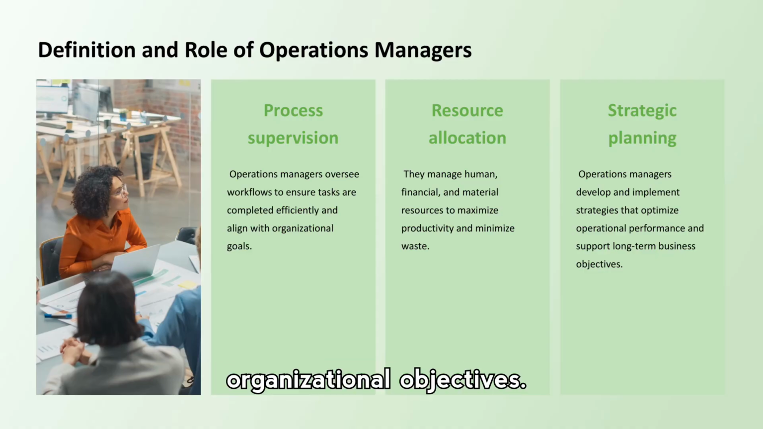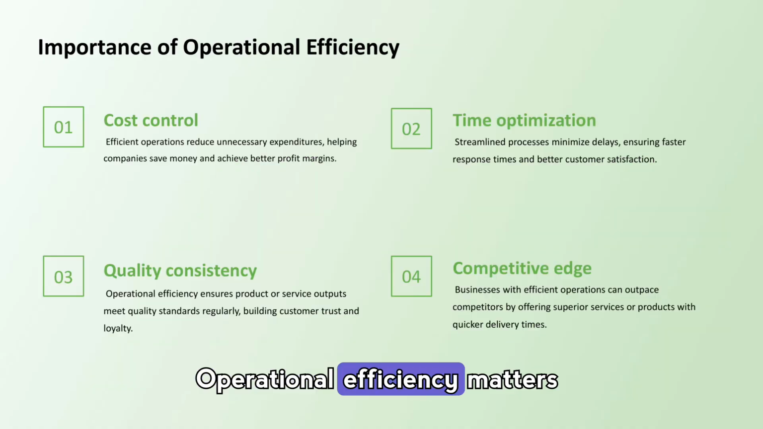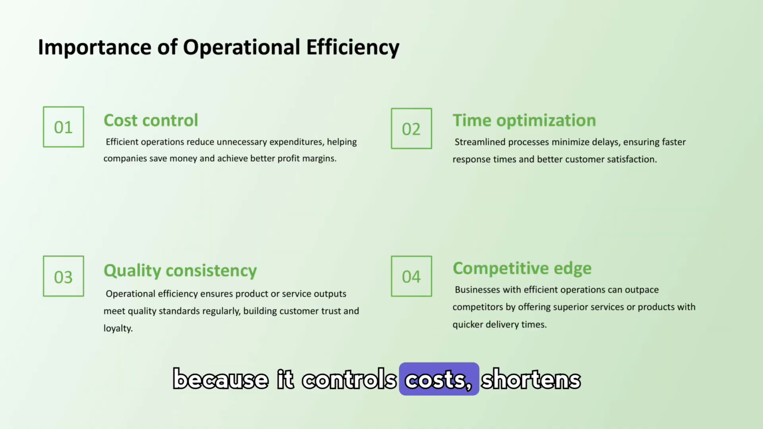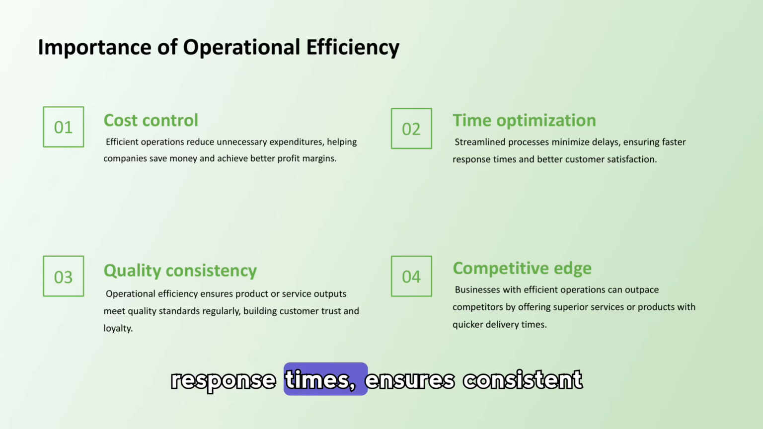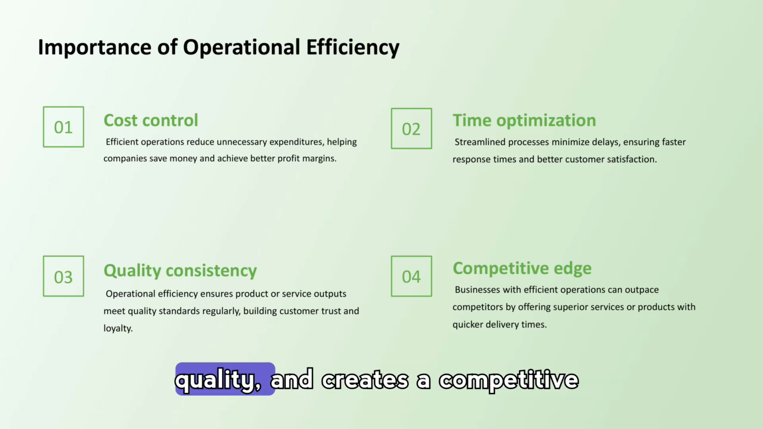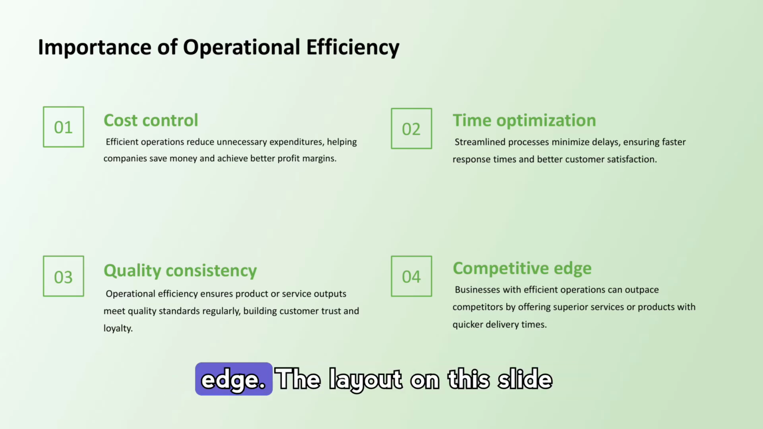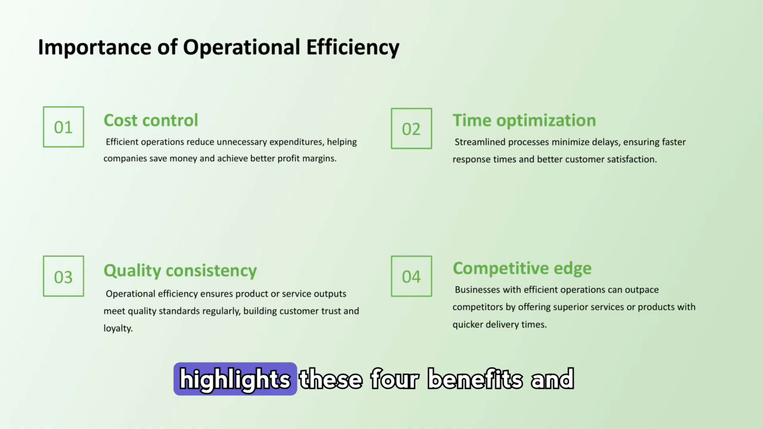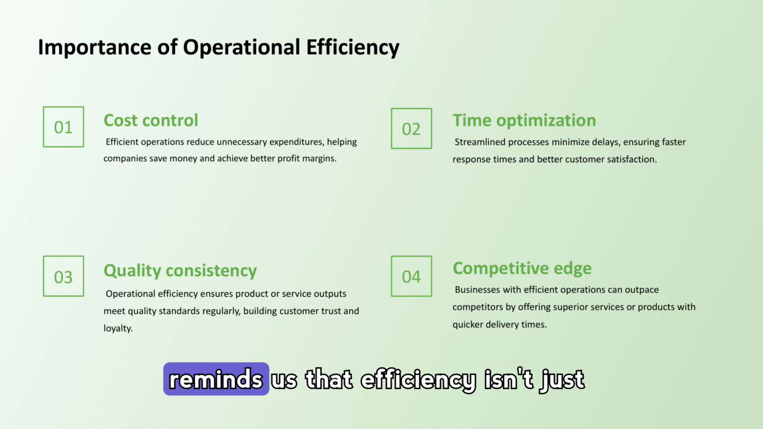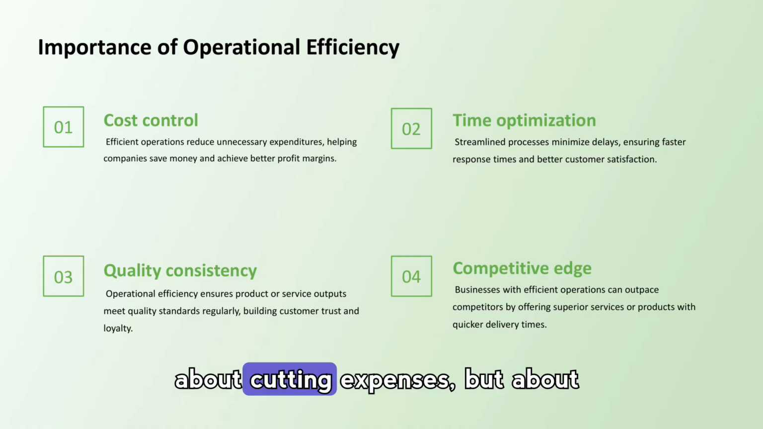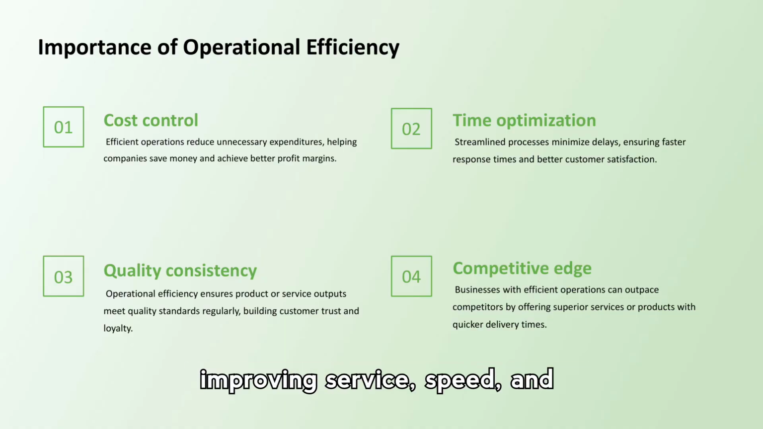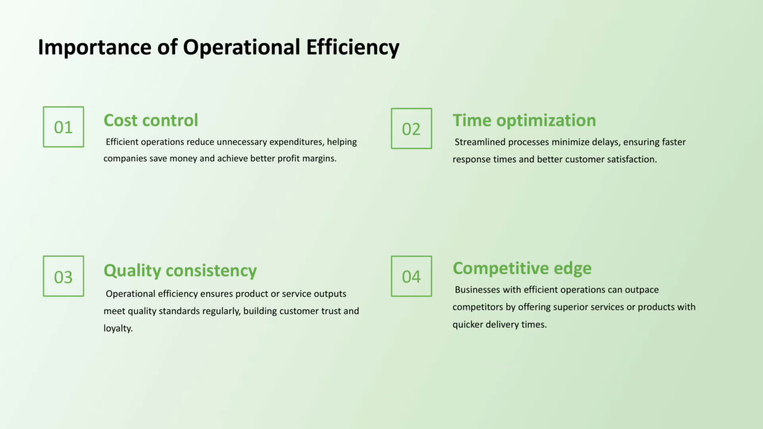aligns with organizational objectives. Operational efficiency matters because it controls costs, shortens response times, ensures consistent quality, and creates a competitive edge. The layout on this slide highlights these four benefits and reminds us that efficiency isn't just about cutting expenses, but about improving service, speed, and reliability for customers and stakeholders.